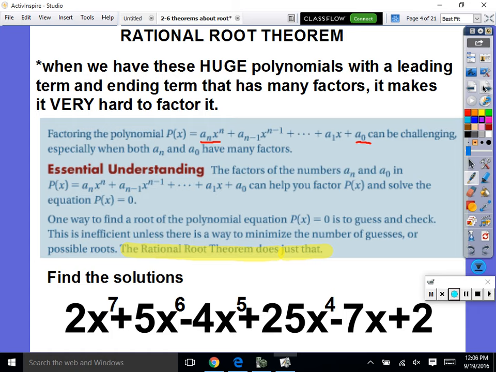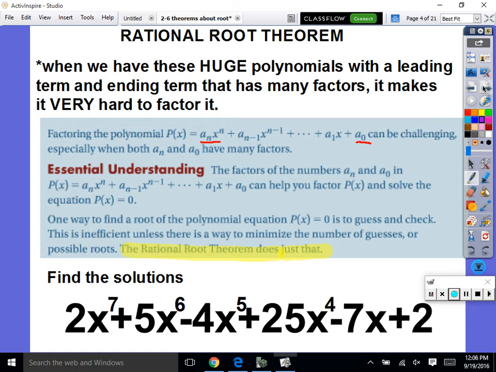So, the factors of a sub n, which is just the leading term's coefficient, and a sub naught, which is just the constant. The factors of the leading coefficient and the constant coefficient can help you factor a polynomial as long as the polynomial is set equal to 0. One way to find a root of the polynomial equation is to guess and check. So we kind of do that with factoring a quadratic in a sense.